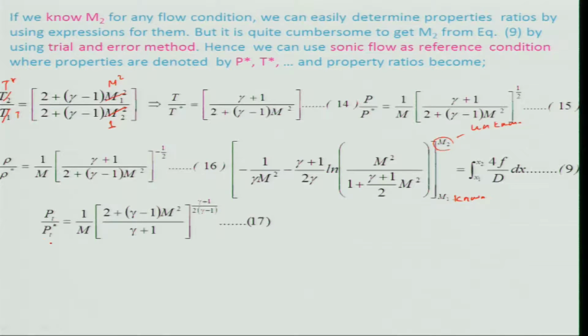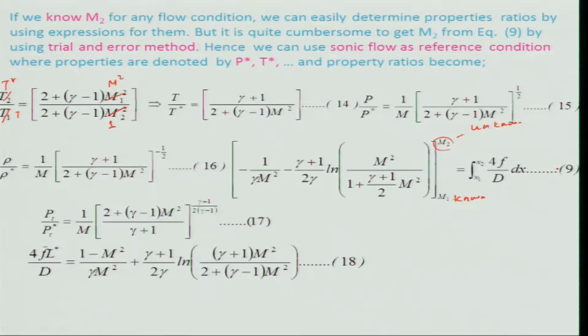And total pressure, we can also get the expression with reference to the sonic condition, that is P0 star, and we can get it from equation 9, because as I told, that expression will be equal to 1 for the sonic condition. So, when it is 1, you will get 4 f L star, because I am integrating for a certain length, that became L star, divided by d, equal to (1 minus M square) divided by (gamma M square), and this expression is the same, rather with a positive sign, (gamma plus 1) divided by 2 gamma ln of the bracket (gamma plus 1) M square divided by (2 plus (gamma minus 1) M square).